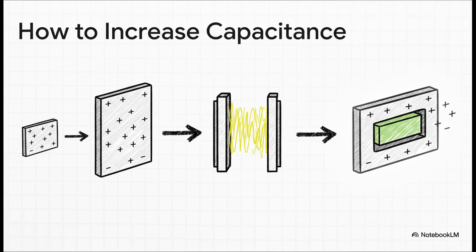First off, make the conductive plates bigger. More area basically means more room for the charge to hang out. Second, you want to move those plates closer together. This really intensifies the electric field between them and jacks up the capacitance. And finally, there's a neat trick. You can slide a special insulating material, called a dielectric, right in between the plates, and that has the amazing effect of boosting the capacitor's storage ability even more.